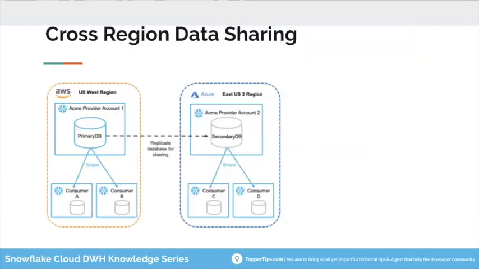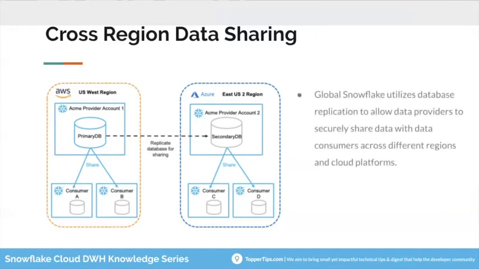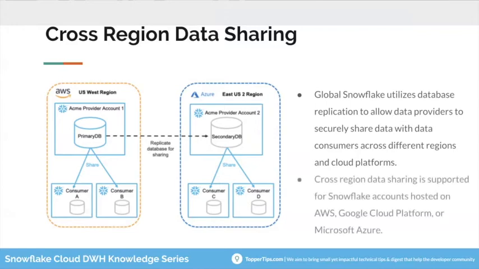There is one more important thing which I would like to highlight here, and this is important from an exam point of view. There could be a question which will say, can I share the data, or what is the mechanism to share the data across regions? That is only possible through replication. And if I want to share the data between AWS and Azure, this is the only mechanism you can use. So global Snowflake utilizes database replication to allow a data provider to securely share data with a data consumer across different regions and cloud platforms. Cross-region data sharing is supported for Snowflake accounts hosted on AWS, Google Cloud Platform, or Microsoft Azure. So a true or false question can be asked from the second point. Make sure that you memorize this picture properly, and then you would be able to answer anything.